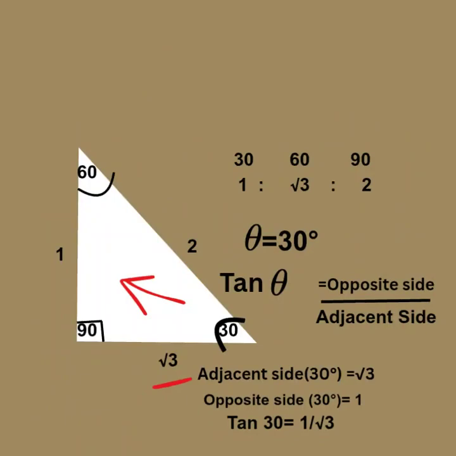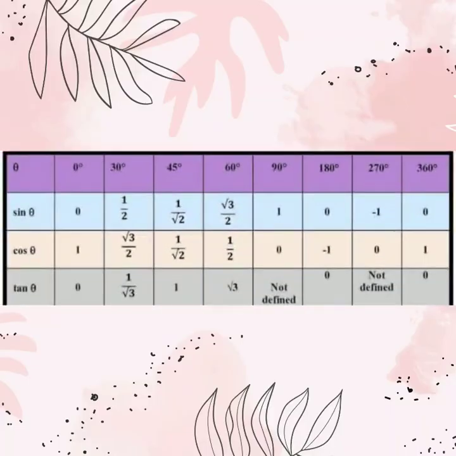Like this, how to find the value of tan 30? Here, tan theta is equal to opposite side by adjacent side. Theta is equal to 30 degrees, opposite side is equal to 1 and adjacent side is equal to √3. Therefore, tan 30 is equal to 1 by √3. The value of tan 30 is 1 by √3. This table shows the values of the trigonometric functions. You should memorize these values as they are very important for solving trigonometry problems.